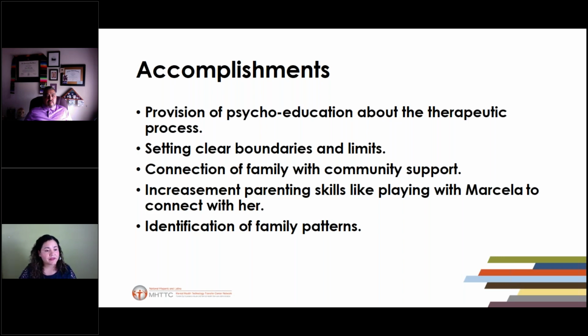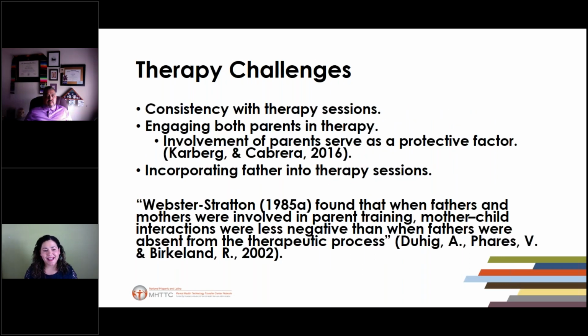And the next slide, we can go to the next one. Some of the challenges that I want to address that I observed: it was difficult to have consistency inside therapy sessions due to miscommunication, engaging both parents. In some way, it was difficult for them to be in the same room. But after a few sessions, I feel like a little bit more comfortable, even if they sit really separate from each other. They were able to be there for my client, right?